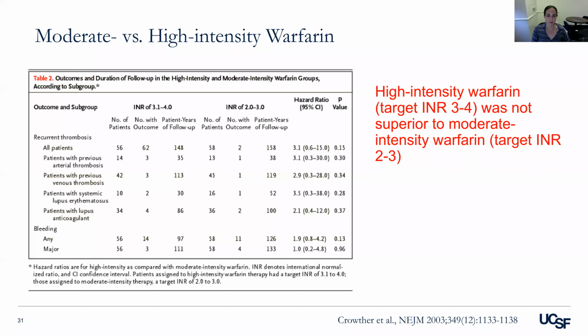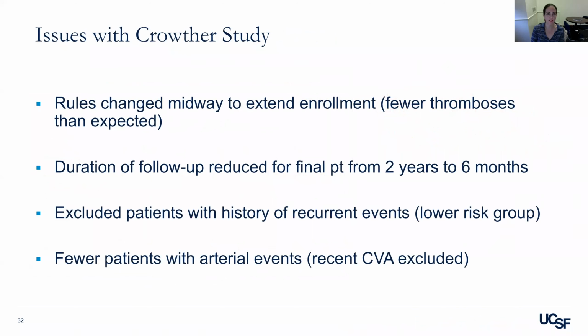And they randomized patients to warfarin with an INR target of either 2 to 3, which is the moderate intensity group, compared to an INR target of 3 to 4, which is the high intensity group. And what they found is that high intensity warfarin was not superior to moderate intensity warfarin in terms of preventing recurrent thrombosis. There were some issues with this study, though, that I think are important to keep in mind as we're taking care of individual patients.